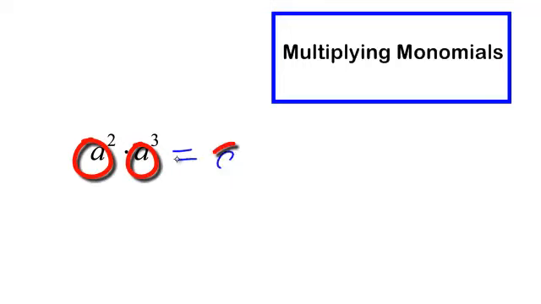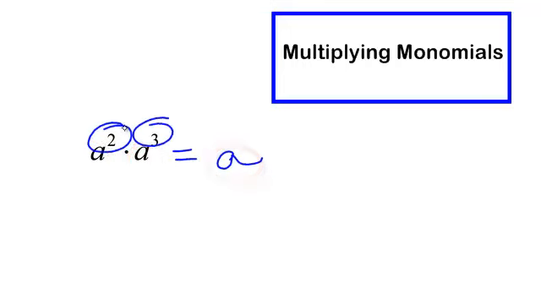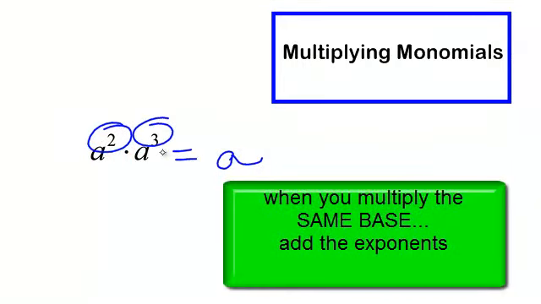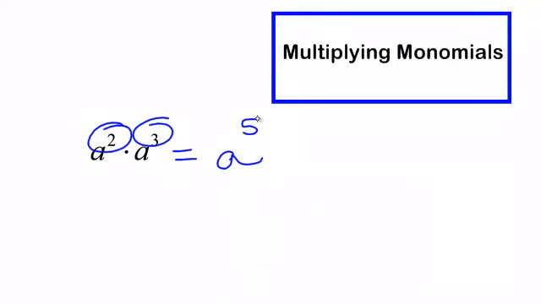Okay, we need to learn the rules for multiplying monomials. Monomials, that just means one term. So let's begin. If I had a squared times a to the third, if you multiply the same base, these are both a's, you will get that base and you add their exponents. 2 plus 3, your answer is going to be a to the fifth.